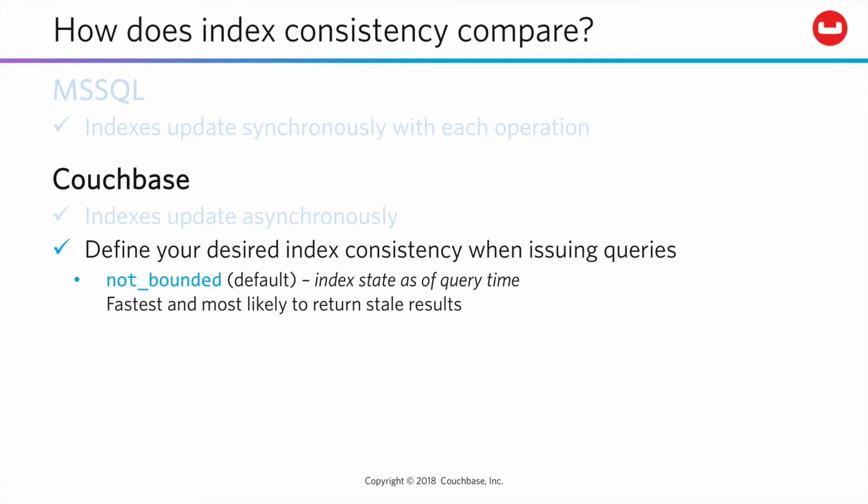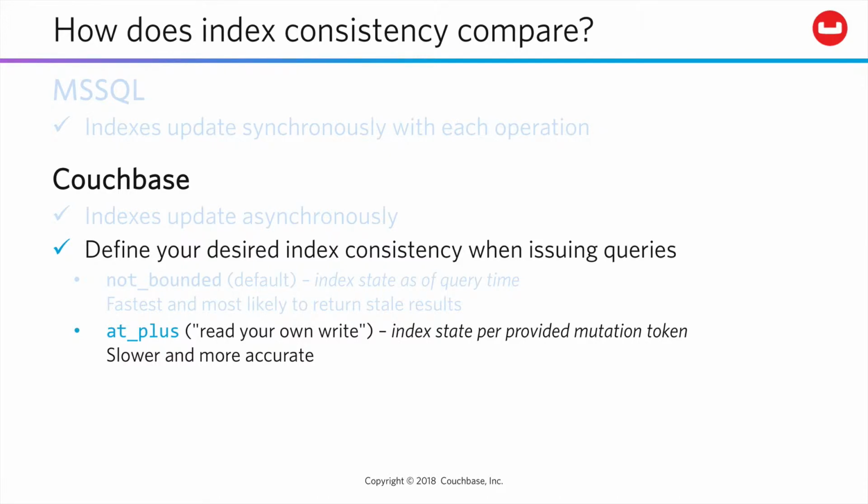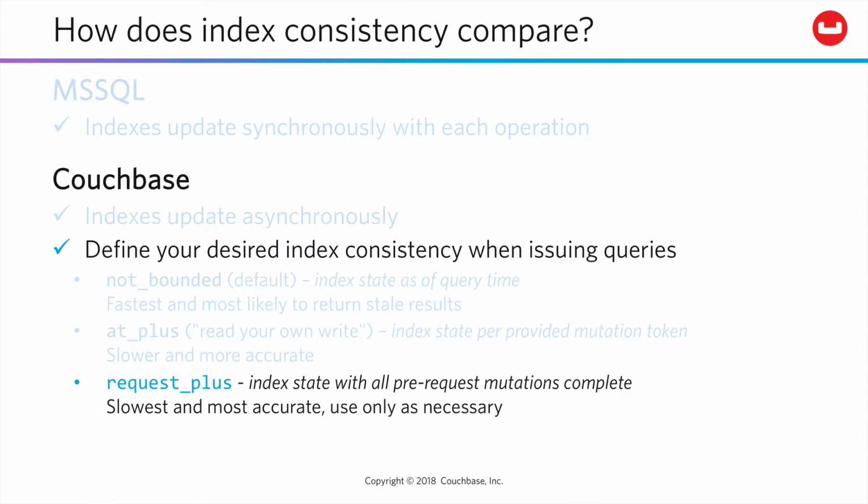So any given query can happen at plus, which is also termed read your own write. In this case, the index will be used in a particular state specified in a provided mutation token. It's a bit slower, but more accurate, right up to the mutation made by the current request. For the most current indexing, the request plus setting can be specified, again on a per request basis, which will ensure all pre-request mutations are complete and indexed before the current query runs.